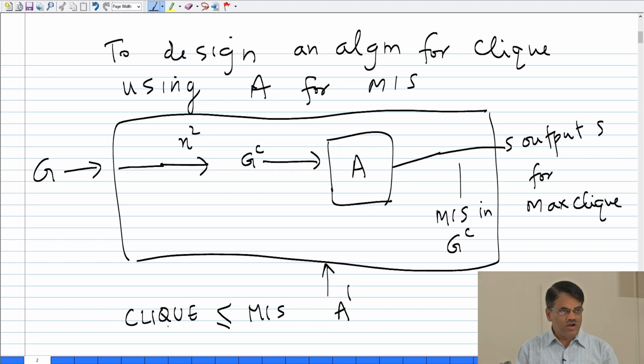Now, notice that the converse also is true here, because if I have an algorithm for the clique problem, you can use it to solve the independent set problem in a very similar way. I take the complement. So this is also true.